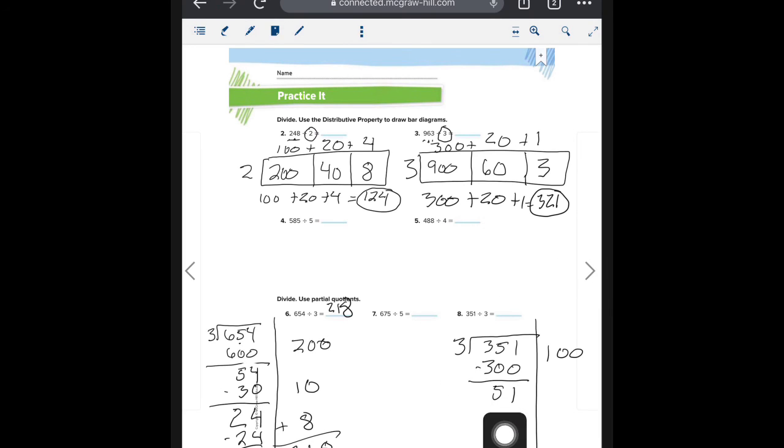Now 3 doesn't go into 51 very nicely. It's not compatible, but I do know that it will go into 30 really well, and it will go into 30 10 times. So then I'm going to subtract that, and that's going to be 21. And then 3 will go into 21 7 times. And 7 times 3 is 21. So then I can add all those together. Bring down the 7, bring down the 10, bring down the 100. So 112. Wow, there we go. 112 will be my answer there for the partial quotients. I know, pretty crazy, right?